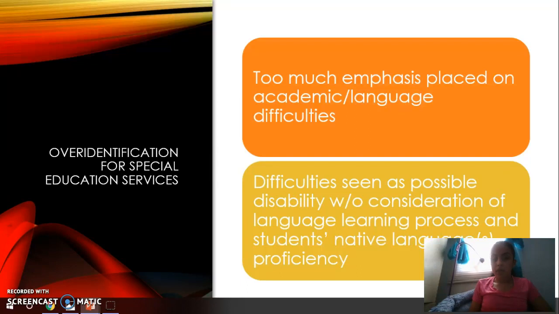So sometimes English language learners and other students with language and cultural differences are over-identified for special services. And why is that? There's too much emphasis placed on academic and language difficulties, and not enough on the fact that the student is still learning English.